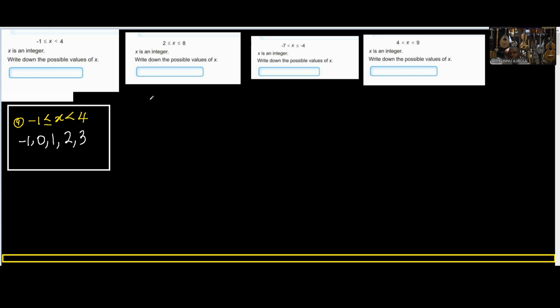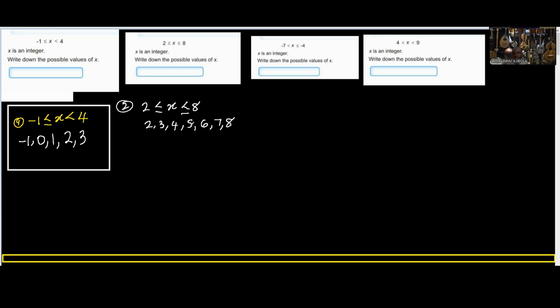Now to the second one, number 2. x is an integer. Write down the possible values of x for 2 less than or equal to x, then x less than or equal to 8. For this one, 2 is included and 8 is included because of the equal signs. So x can be 2, can be 3, can be 4, can be 5, can be 6, can be 7, and can be 8 because x can be 8 or less than 8.